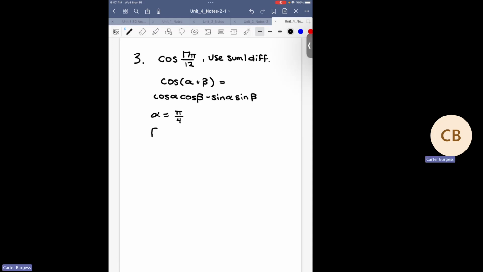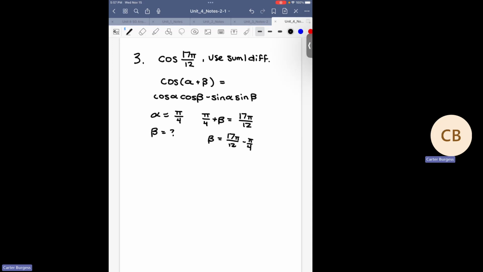So the only thing that we're really missing here is what is beta, but we know that alpha plus beta, or in particular here that pi over 4 plus beta, needs to equal 17 pi over 12. And so subtracting pi over 4 from both sides, I get that beta is 17 pi over 12 minus pi over 4. Clean that up a little bit.